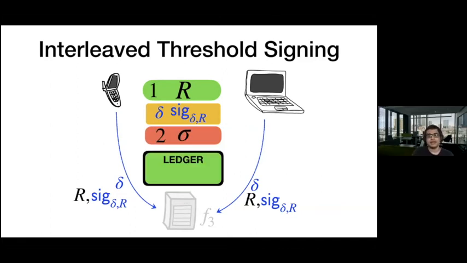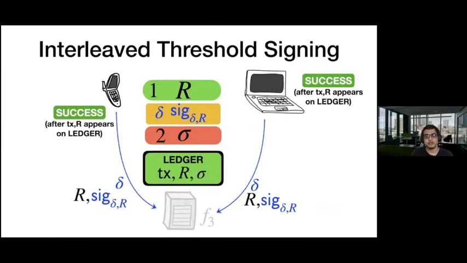And then on the ledger, what they post is the transaction along with the nonce and the signature that is created from the threshold signing that they just finished. And the important thing is that only after this transaction and signature appear on the ledger do the online devices decide that the refresh was successful. They look out specifically for the signature, and when it appears, they decide to progress.